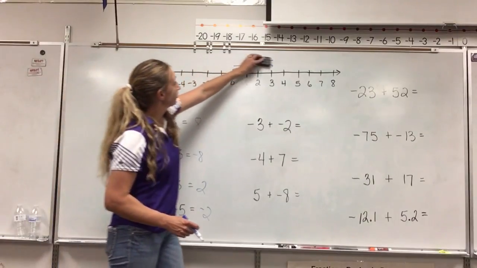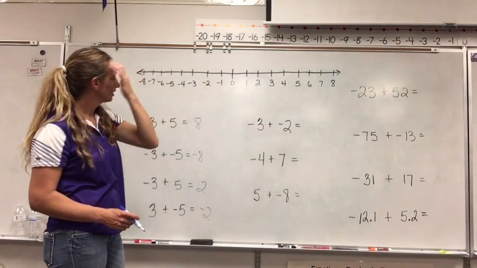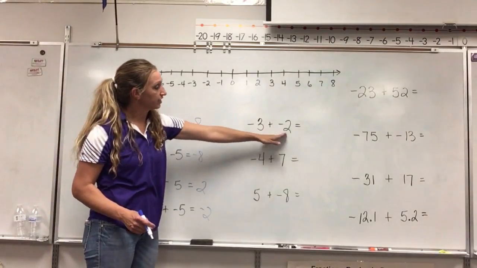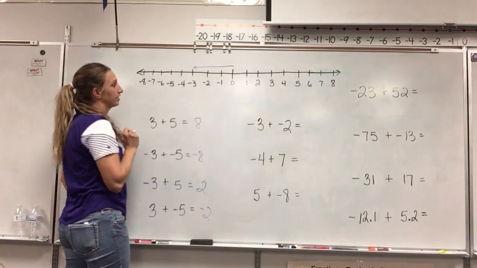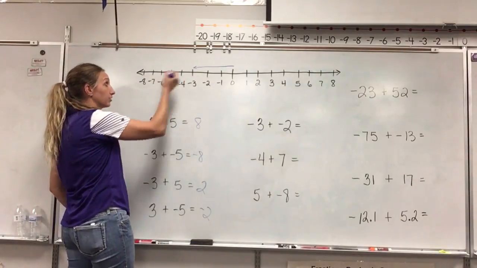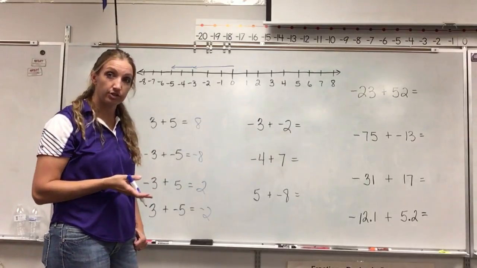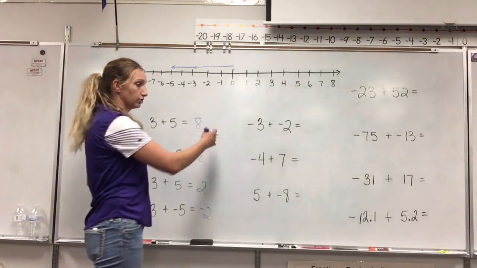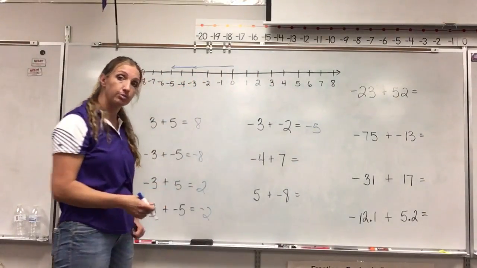Okay, let's try a few random ones before I show you some bigger ones. So -3 plus -2. -3 plus a -2. My arrow is going to continue to go to the left. When your arrows go the same direction, you can just add the two numbers. So 3 plus 2 is 5. I was moving to the left, so it's going to be a -5.